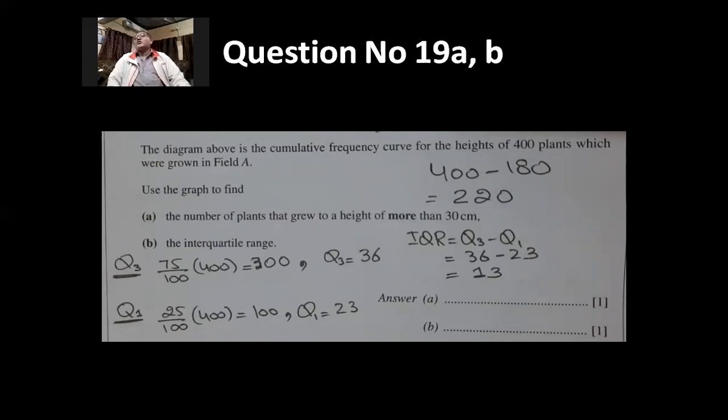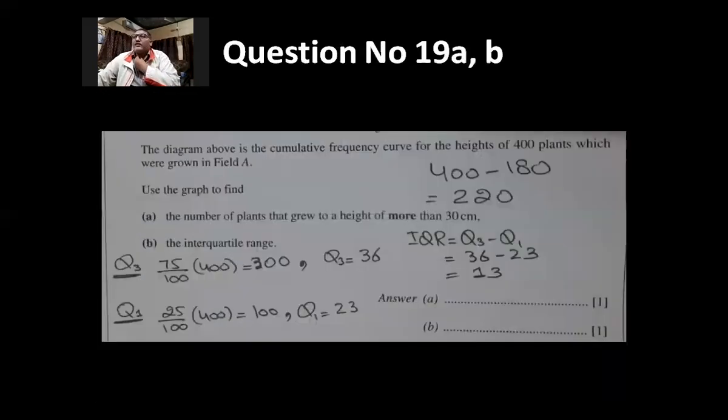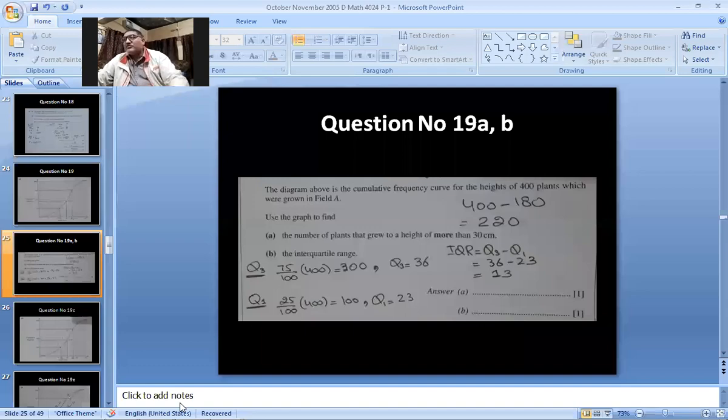And the interquartile range is Q3 minus Q1. So it will be 36 minus 23, and that will be 13. So this is how you will find the interquartile range from this cumulative frequency graph. This is how you find the interquartile range from the cumulative frequency curve. That is question number 19. So let me check.